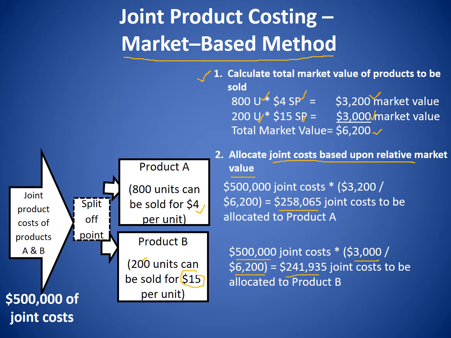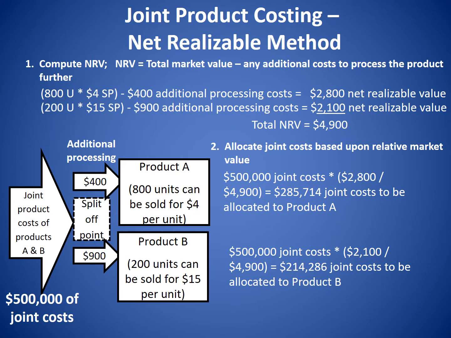We're going to try one other method of joint product costing. So let's consider this method. It's called the net realizable method. And what we need to do is, again, come up with the relative market value of the products, and we can see here 800 units at $4 a unit, so we know what that relative market value is going to be. We also know 200 units at $15 per unit. We know what that relative market value is going to be.